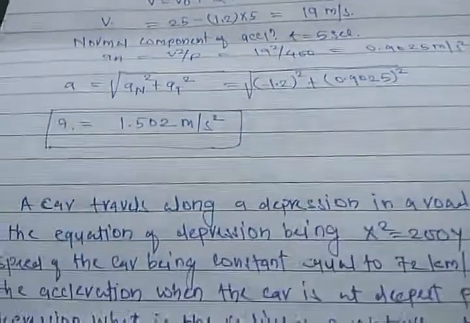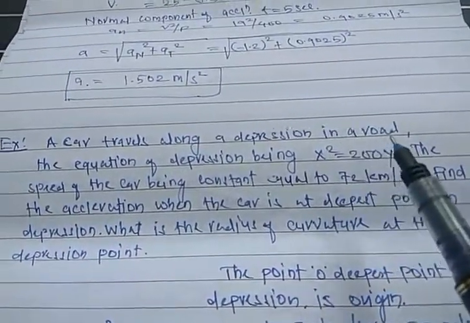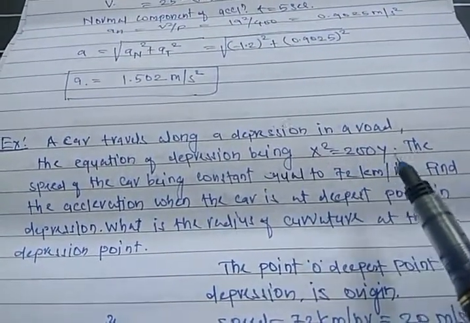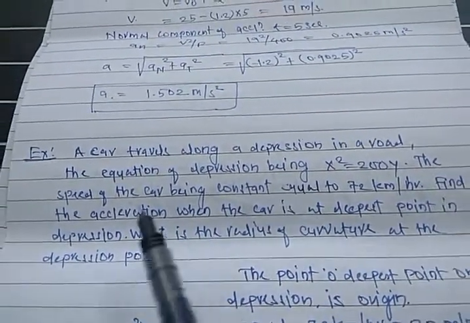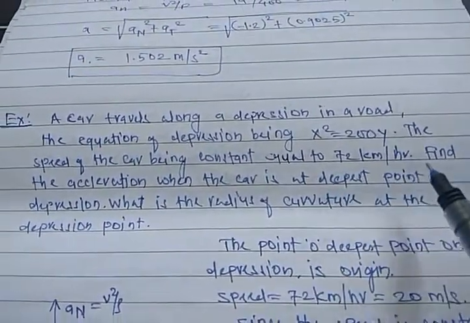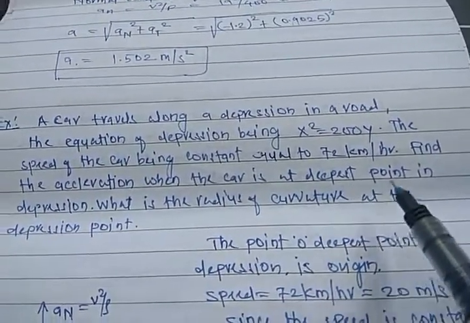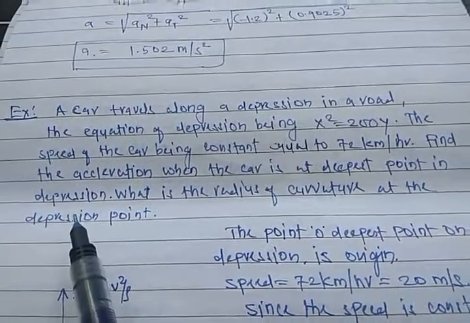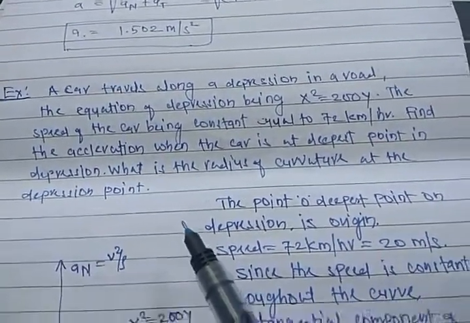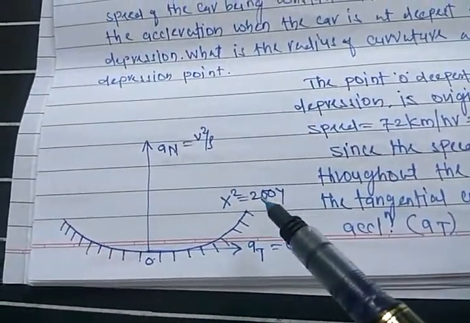Okay, so the next question now. A car travels along a depression in a road, the equation of depression being x square is equals to 200y. The speed of the car being constant equal to 72 kmph. Find the acceleration when the car is at the deepest point in the depression. What is the radius of curvature at the depression point? So this is the diagram for it. So this is the depression.